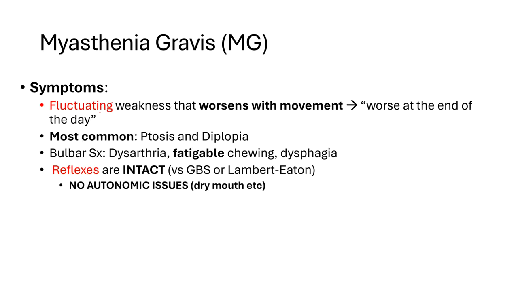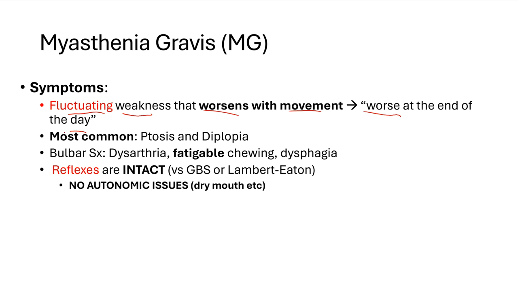So what symptoms do we see in MG? The most common symptom that we're going to have is this fluctuating weakness that worsens with movement. It is worse at the end of the day. The reason being is because as you contract or you try to contract your muscles, you're going to lead to release of more acetylcholine. Eventually, you're going to run out of acetylcholine. Thus, there's going to be less acetylcholine to bind to those already bound receptors. Thus, you get weakness at the end of the day.